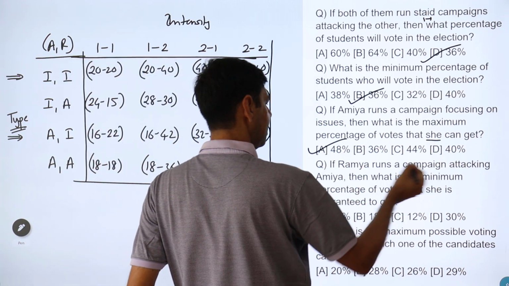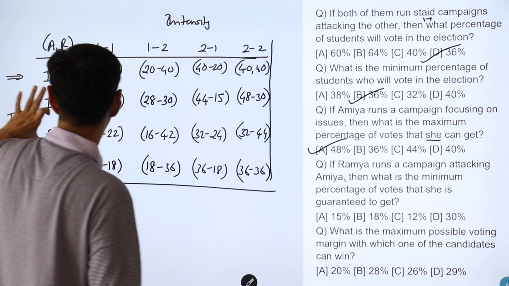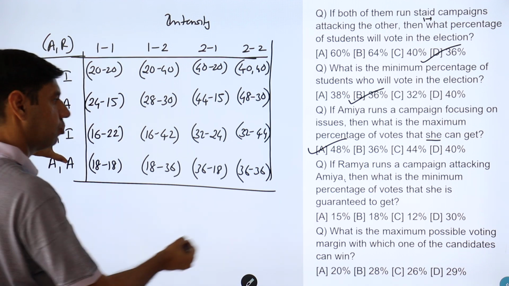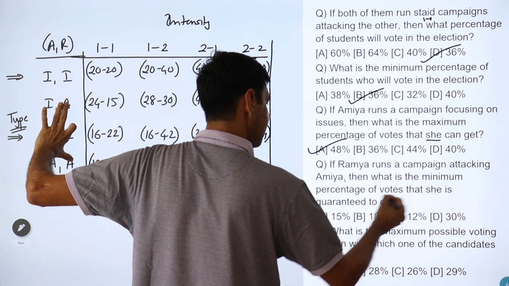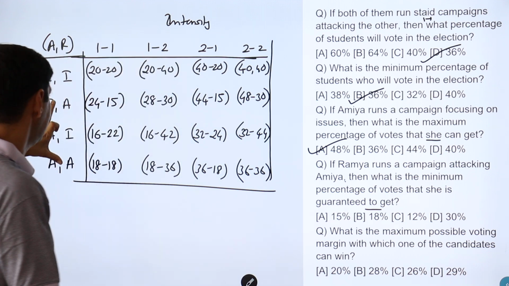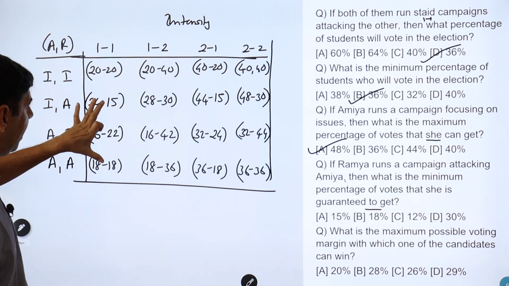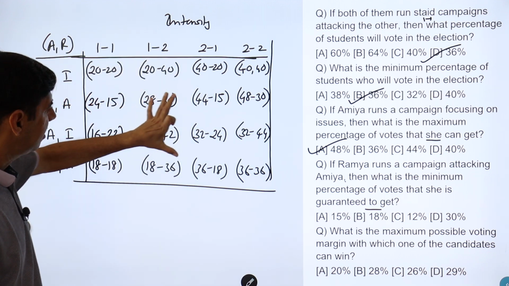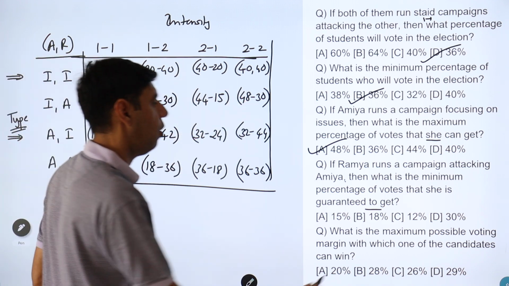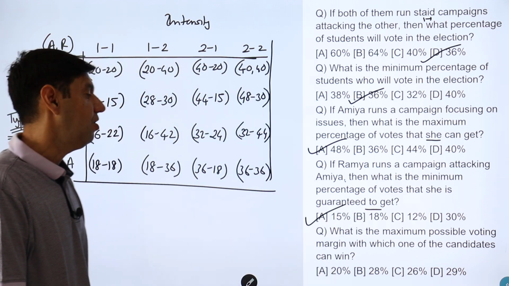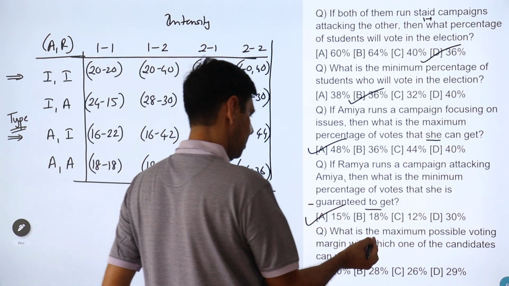And if Ramya runs a campaign attacking, the second and the 4th row, then what is the minimum percentage of votes she is guaranteed to get? So which is the minimum? 15, 18, 15. 15 still remains. She will obviously get always 15 or more. That is the meaning of this word guarantee.